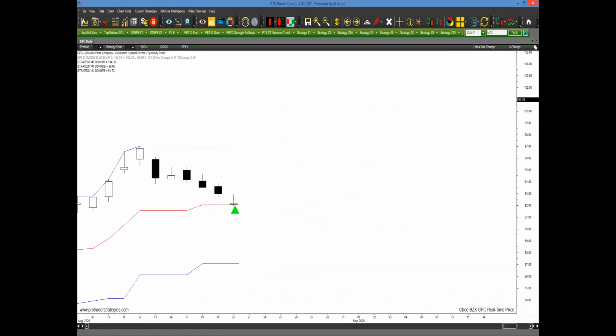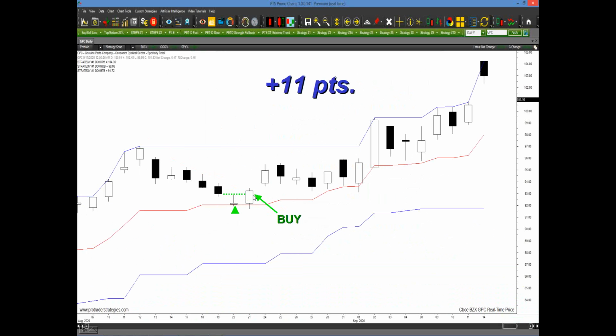Now, this is a buy setup. We're going to go long right here. By the way, this is also generated on our platform. If you choose to see where the entry point is, you'll see a little dotted line like this appear. You could have entered on the very next bar in GPC, and coming into September, October, 11 points in the next 3 weeks. Not a bad little trade, right?